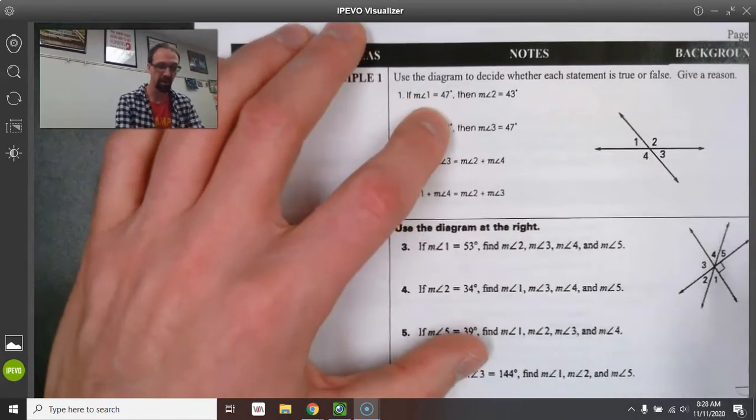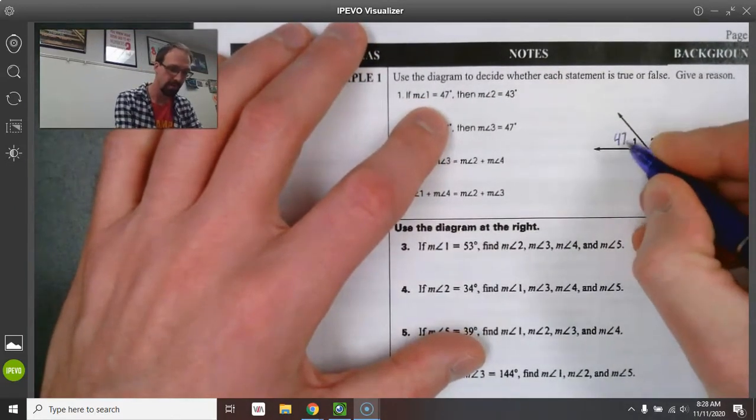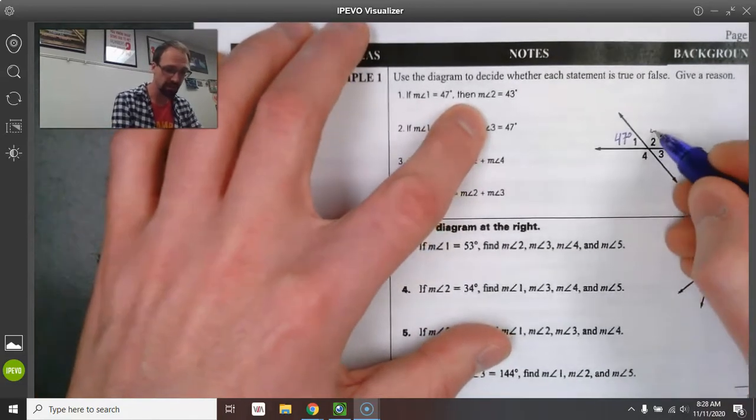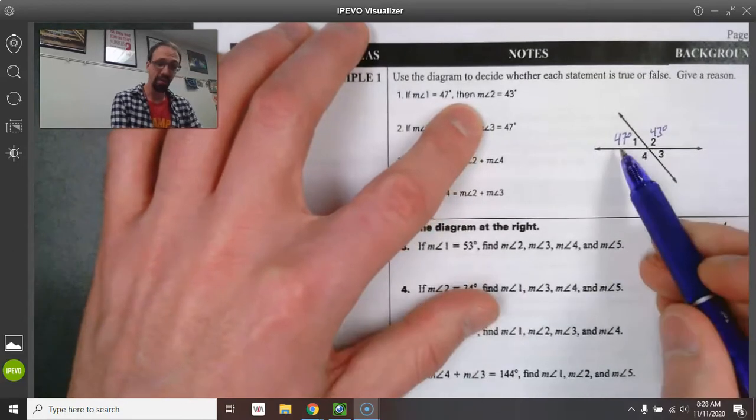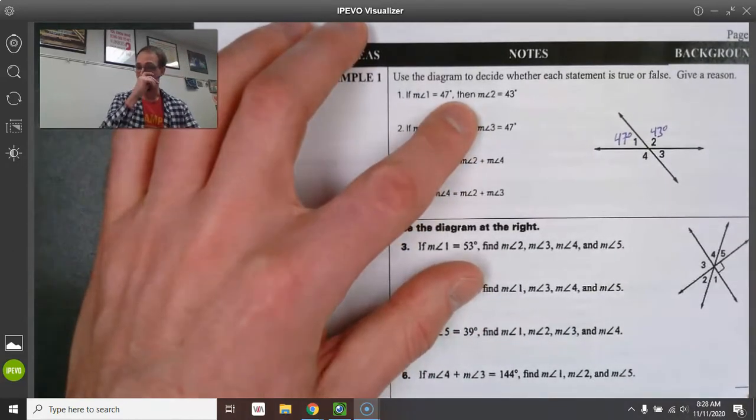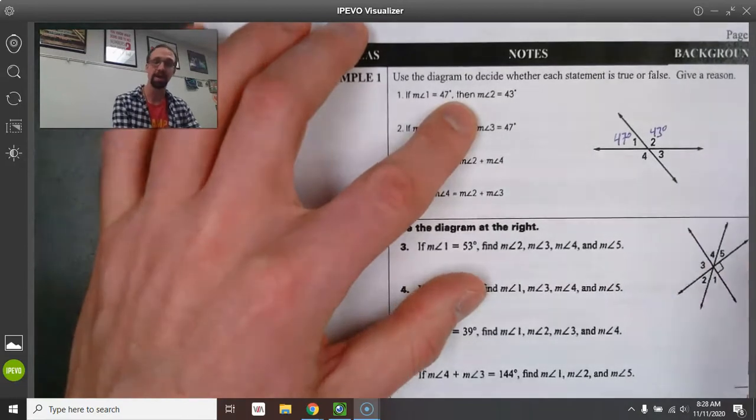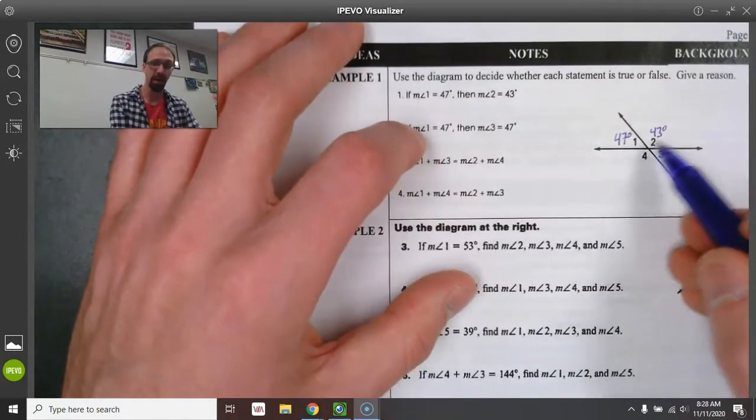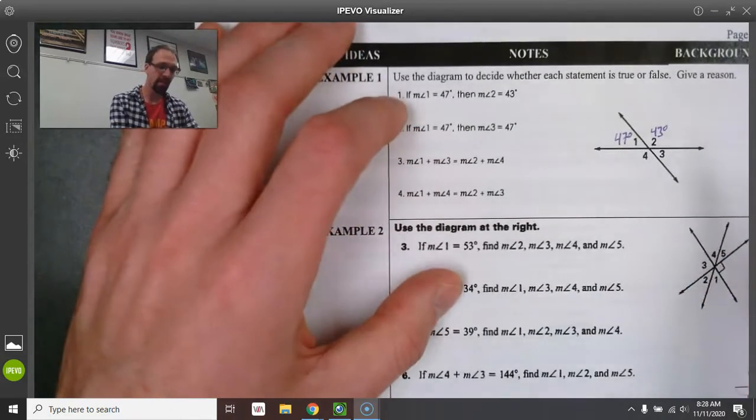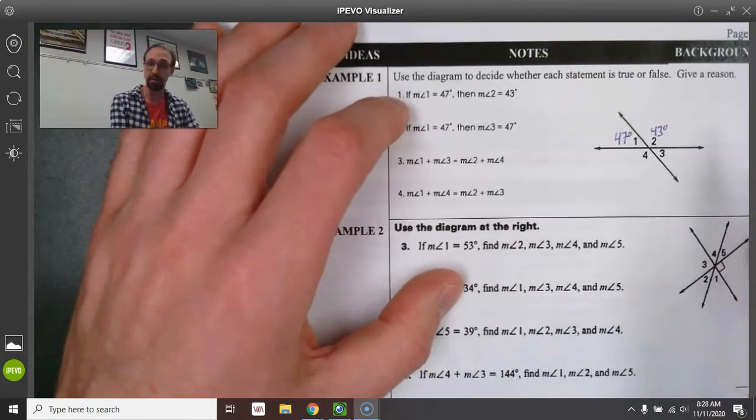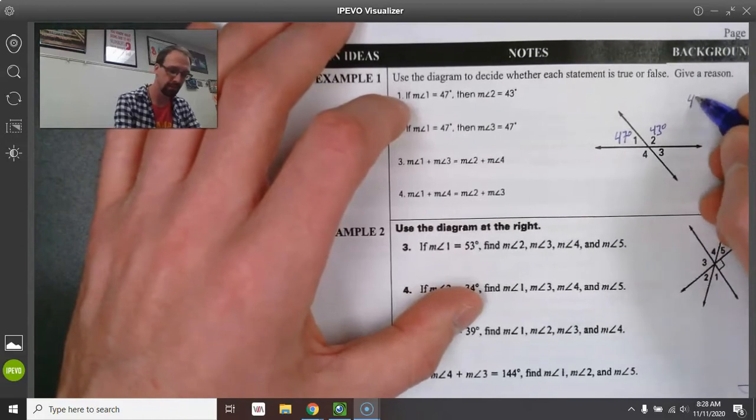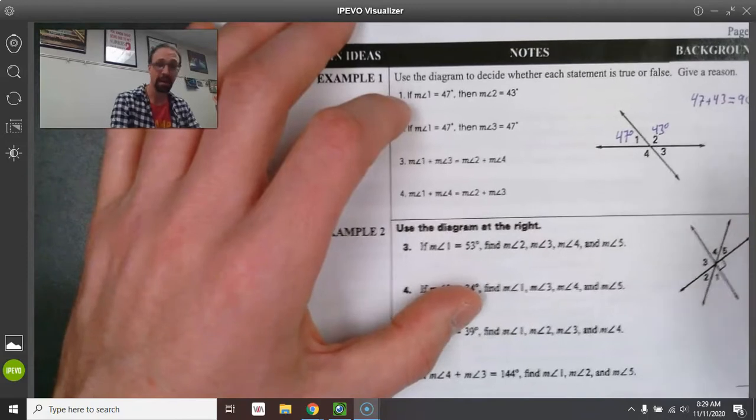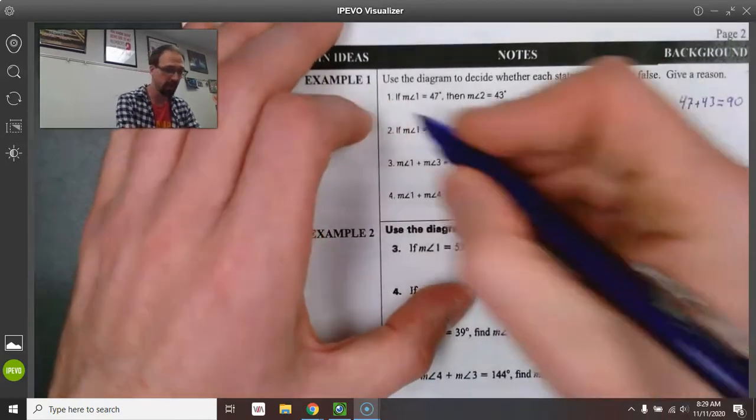So if the measure of angle 1 is 47 degrees, that means that the measure of angle 2 has to be 43 degrees. I know by looking at these two that angle 1 and angle 2 form a linear pair. So if they form a linear pair, that means that angle 1 and angle 2 have to add up to be 180 degrees. So grabbing my calculator and checking 47 degrees plus 43 degrees, 47 plus 43, I get 90. 90 is not 180, so this is false.